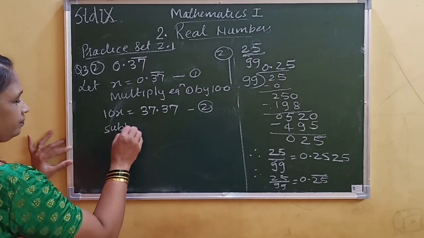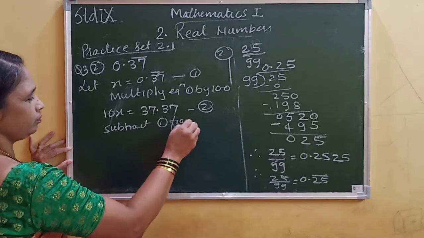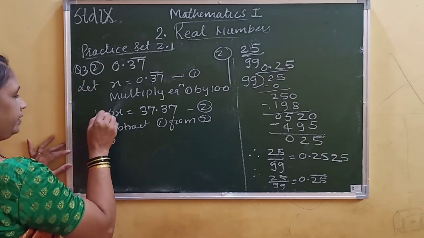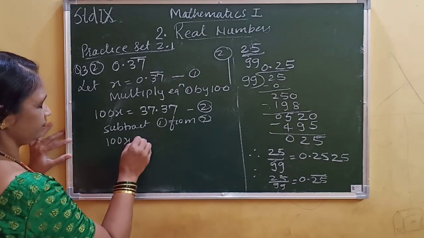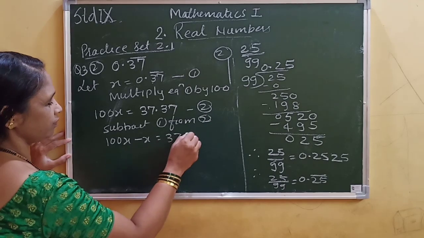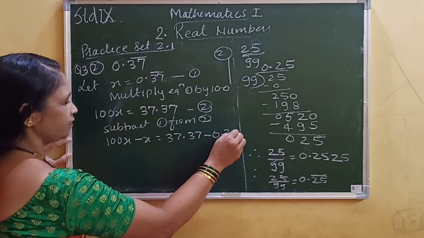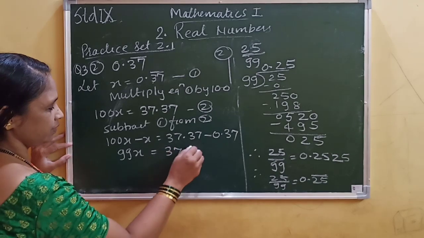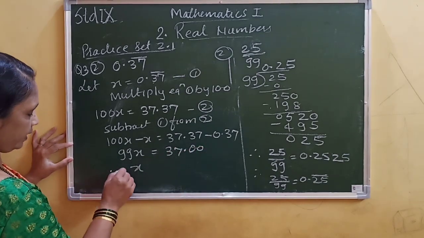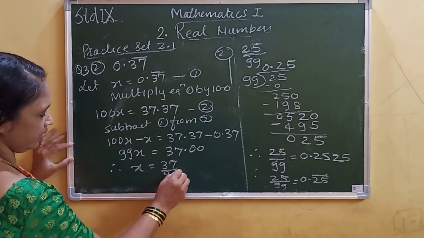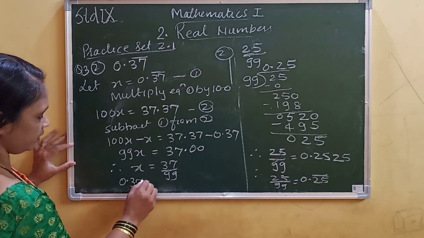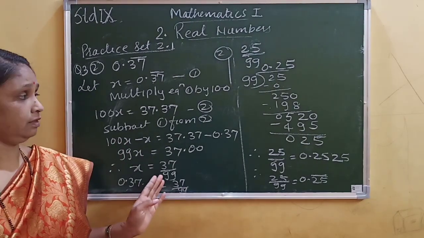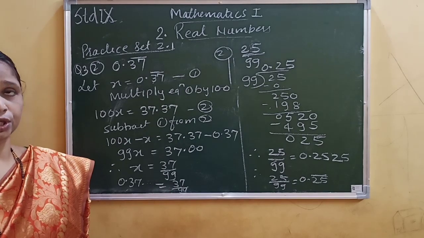Now subtract equation 1 from equation 2. So 100x minus x is equal to 37.37 bar minus 0.37 bar. So it is 99x equal to 37.00. Therefore x is equal to 37 upon 99. So 0.37 bar is equal to 37 upon 99. This is in rational form, that is, in P upon Q form.